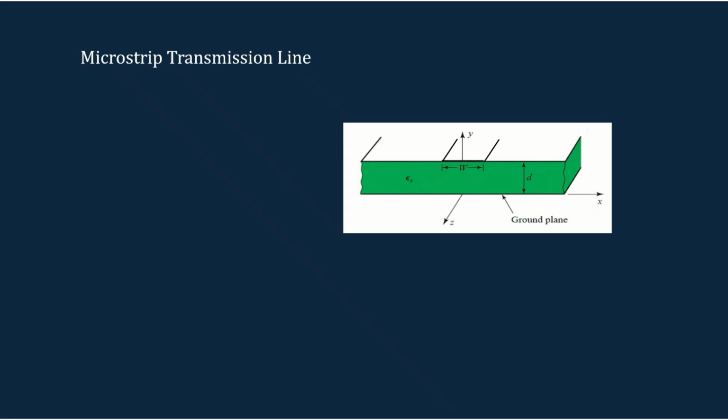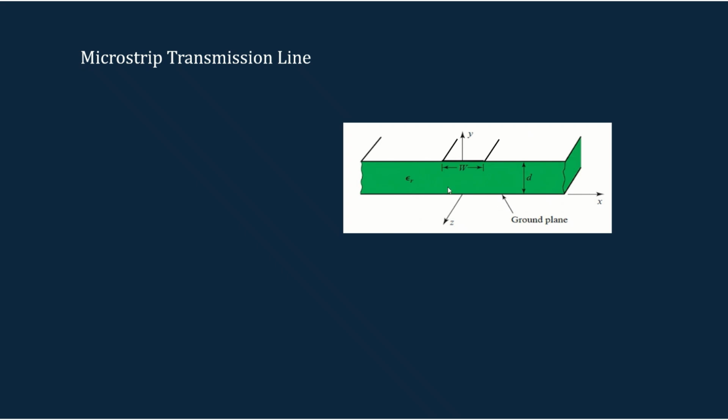Hello, in this video we are going to discuss the microstrip transmission line. This is one of the most popular types of transmission line, mainly used in PCBs. The main importance of the microstrip transmission line is its planar structure. It can be easily fabricated using the photolithographic process, easily integrated with PCBs, and can be connected with passive and active microwave devices.